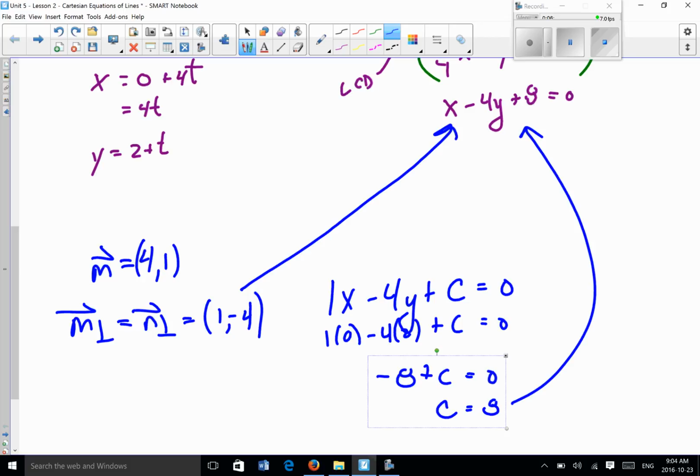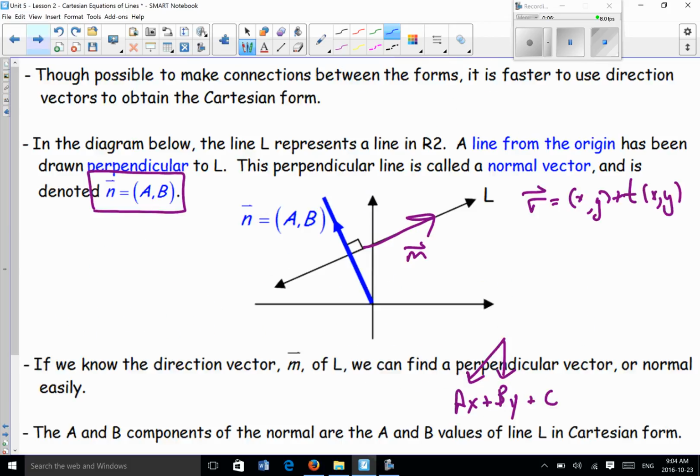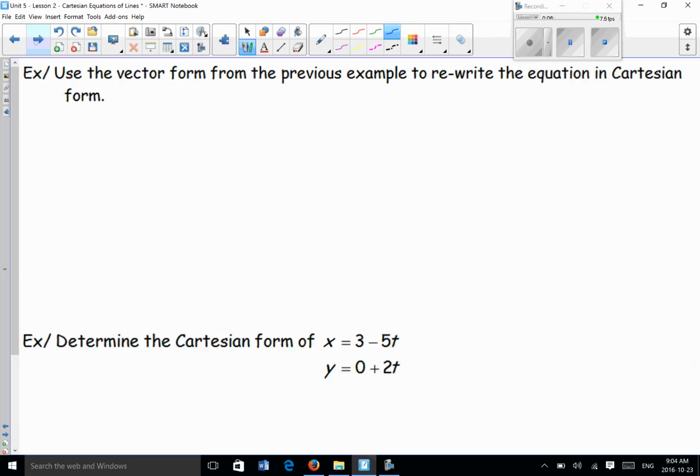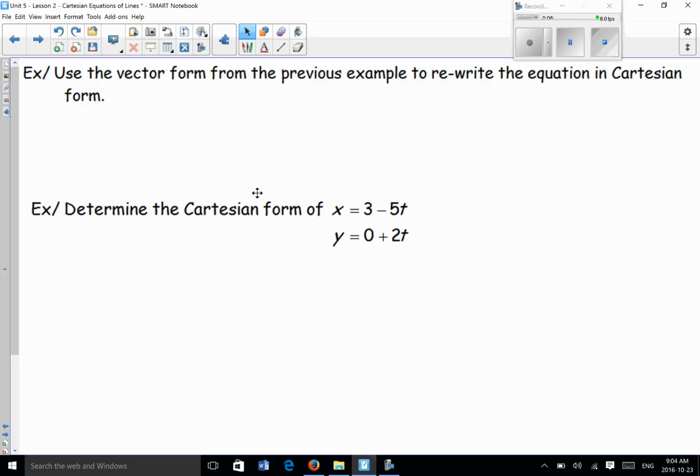Okay, so it's a way of finding your Cartesian equation very quickly by knowing something about the original vector, and the fact they have a relationship between a direction and a normal. And that's our previous example. So let's take a look at the next one. We already did this previous example. We'll try this one. Find the Cartesian form of this.